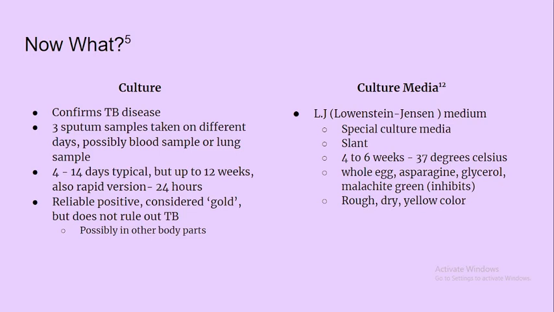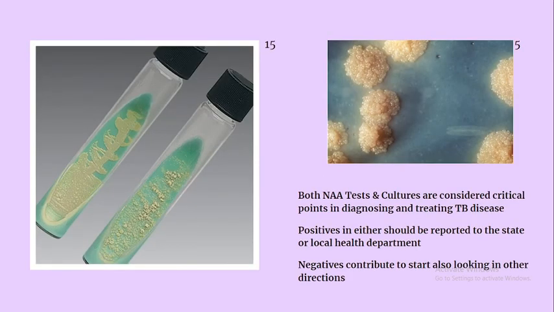So this Lowenstein-Jensen medium is a special culture media. It's a slant. Like I said, 4 to 6 weeks it takes, with 37 degrees Celsius incubation temperature. And it's composed of a whole egg, asparagine, glycerol, malachite green. And the malachite green is really used to inhibit other things from growing on the medium, making sure we only get TB. And if it's positive, you have this growth, this rough, dry, yellow-colored bacteria, which is presented here.